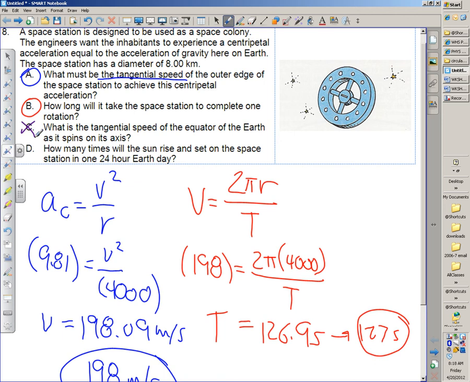All right, how many times will the sun rise and set on the space station in one 24-hour Earth day? So we know that the sun will rise and set once every 127 seconds on the space station, because that's how long it takes it to spin. So in order for us to figure this answer for D out, what are we going to have to know? Convert it to hours. How many seconds are in a day? Or we could convert this into hours and do it that way.